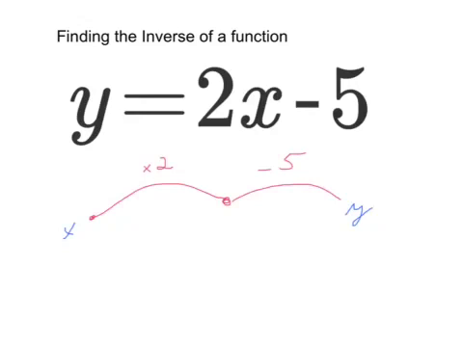So for example, we're going to start off with y, and then instead of subtracting, we're going to do the opposite, which is adding 5, and then you're going to do the opposite of multiplying by 2, which is dividing by 2. And then you come back with x.